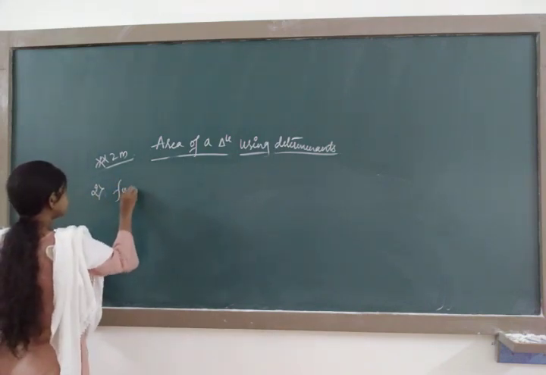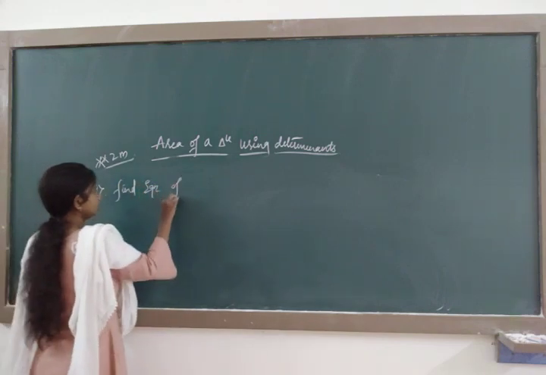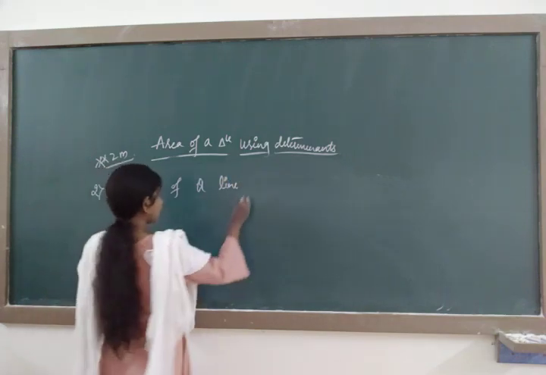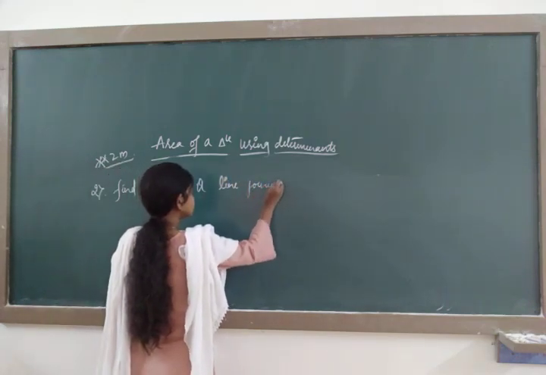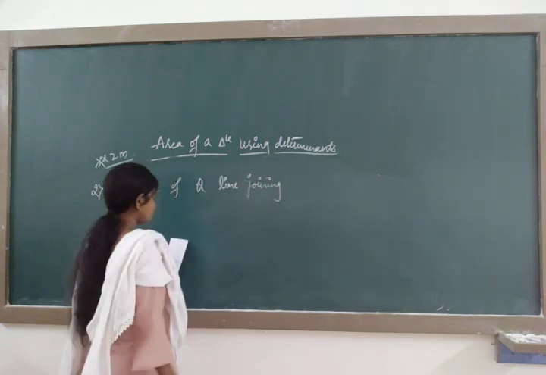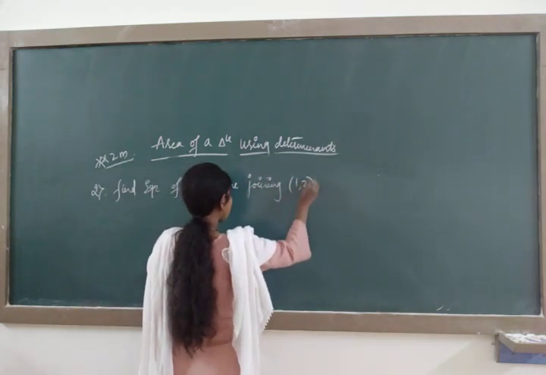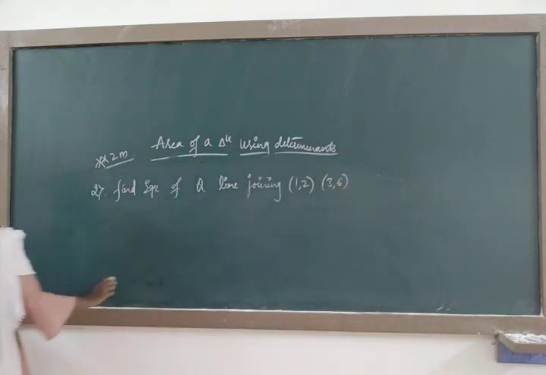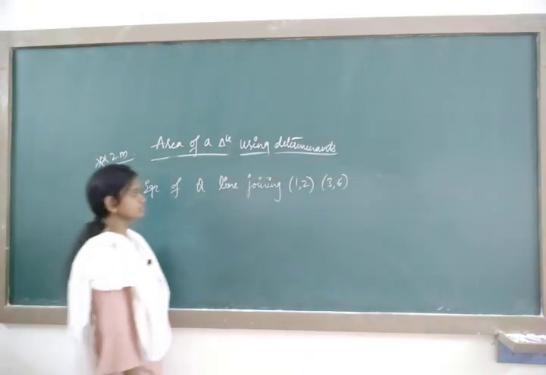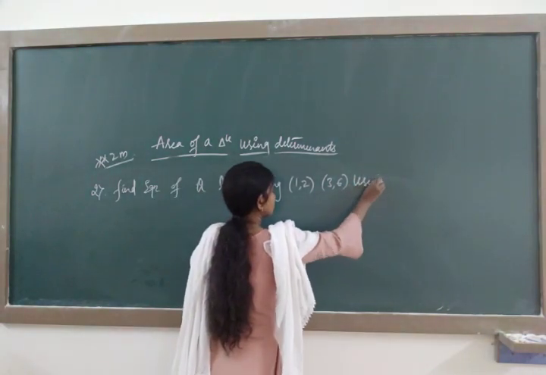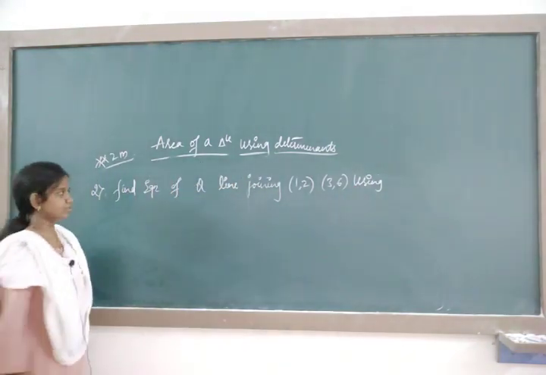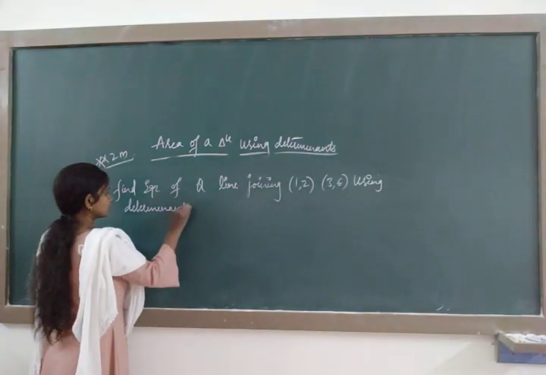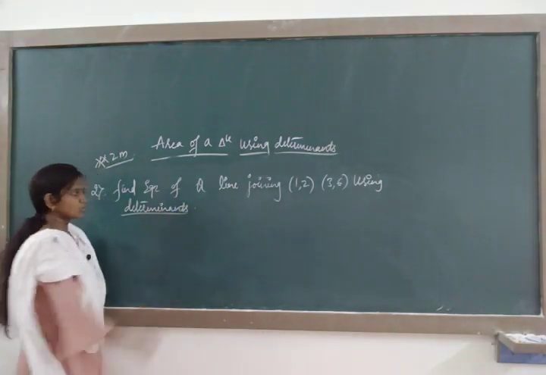Find the equation of a line joining the points 1 2 and 3 6, using determinants. So this is our question.